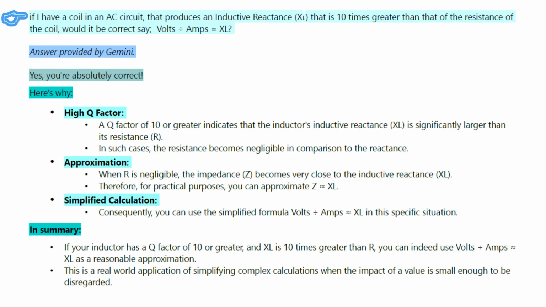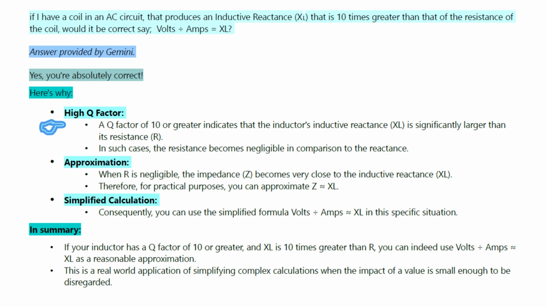Question. If I have a coil in an AC circuit that produces an inductive reactance XL that is 10 times greater than that of the resistance of the coil, would it be correct to say volts divided by amps equals XL? Yes, you're absolutely correct. Here's why. High Q factor.